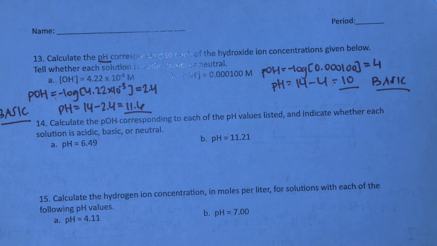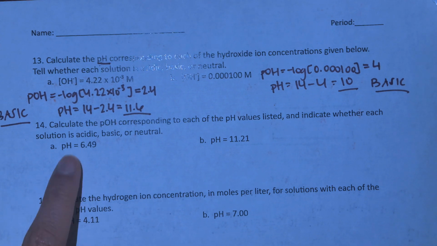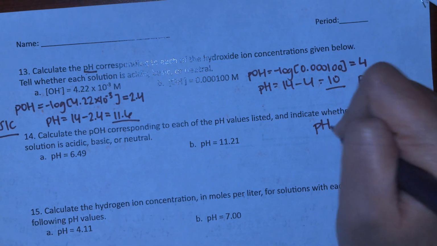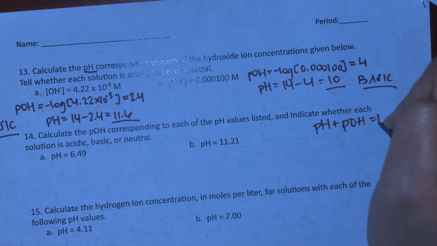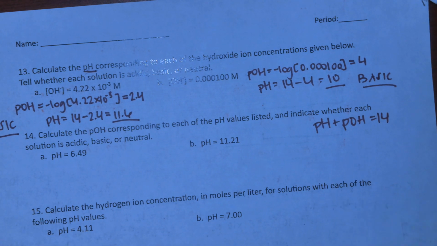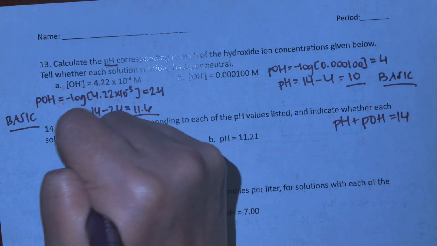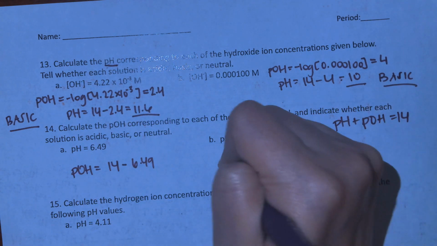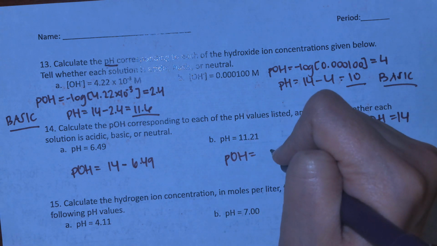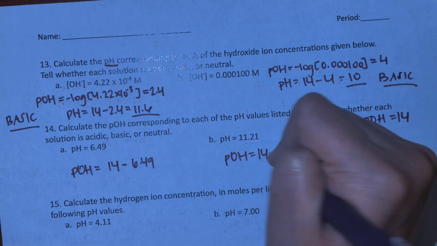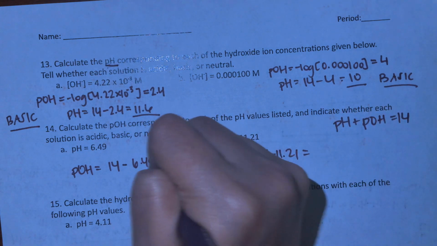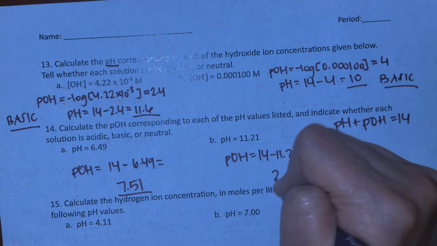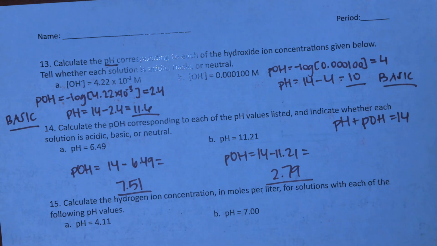Alright, so this next one, now you're just finding pOH. Easy peasy. You have your pH, you need to find pOH. What's the bridge? pH plus pOH equals 14. You literally just subtract. So pOH is 14 minus 6.49, whatever that is. pOH equals 14 minus 11.21. So when you calculate those, 7.51, 2.79.